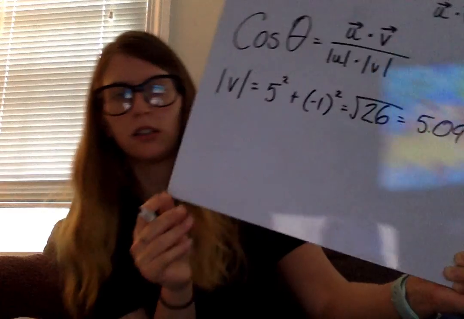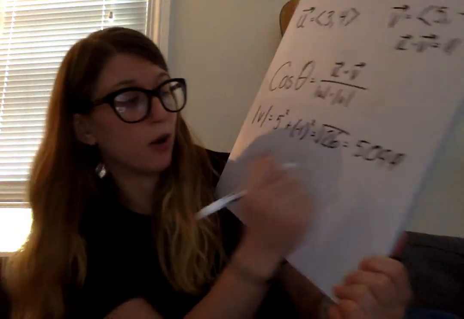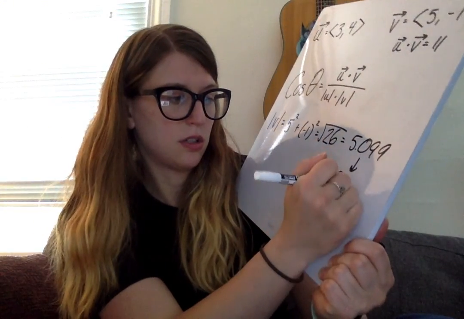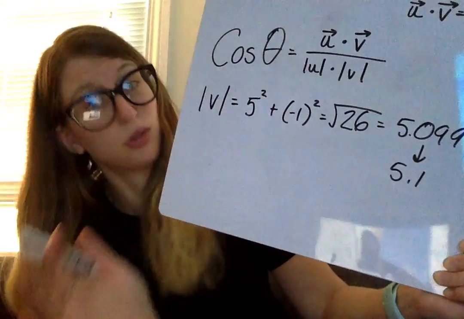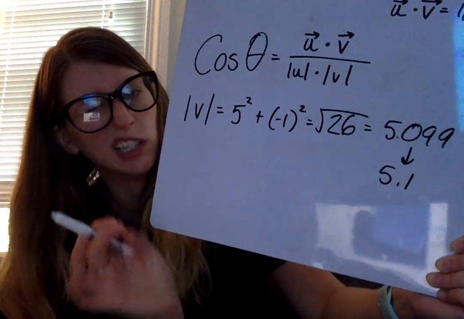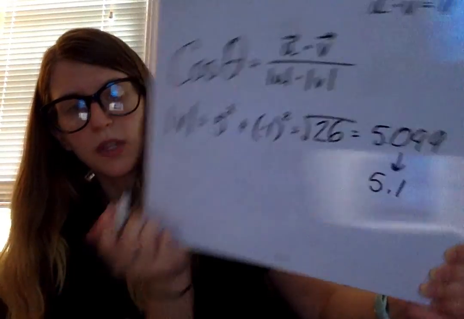And I get 5.099, which I'm going to round to 5.1, just because it's nicer and neater. I didn't round at the 5. That's too much. But rounding at 5.1 is A-okay. So we know that the magnitude of u, that's a sad looking u, that looks like an A, we know that the magnitude of u is 5, and we know that the magnitude of v is 5.1-ish.